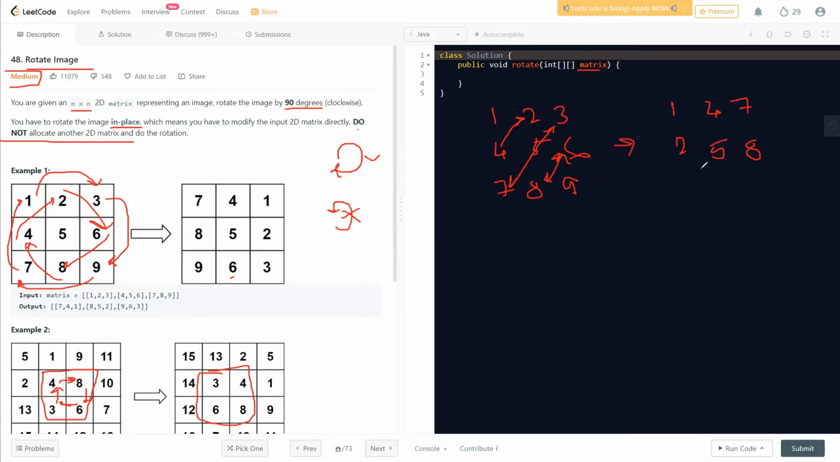Now post that, we find that 7 was replaced by 3, so 3 comes over here, and further 6 comes over here, fine, and then 9 remains in its place, fine. So if we do this, we actually came closer to the answer. So what we did, we transposed our matrix, fine.